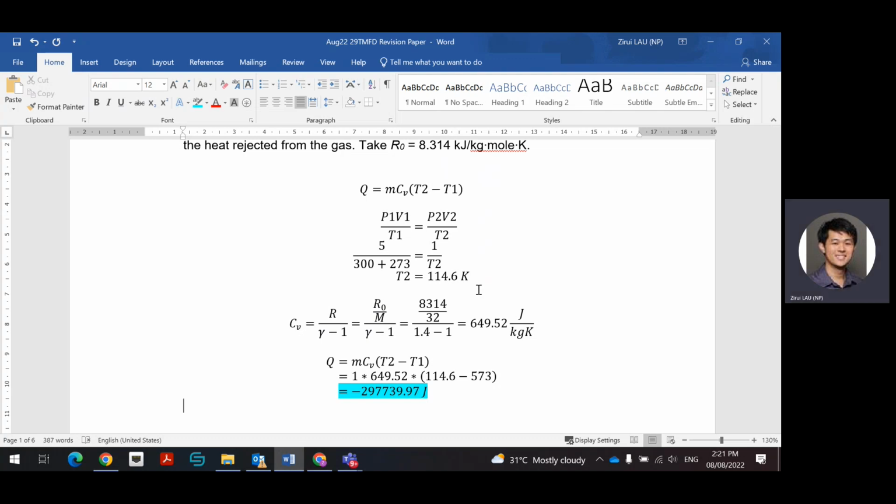Any question regarding this example here? If not, we'll move on.